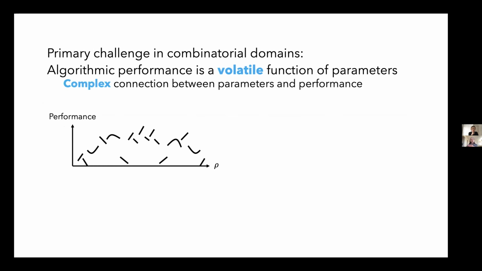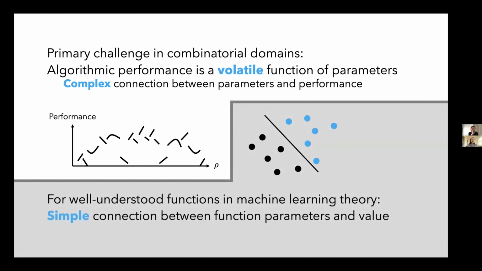And intuitively, this is because in these combinatorial domains, if you just tweak an algorithm's parameters by a little bit, you can cause a cascade of changes in the algorithm's behavior, which causes these jumps in its performance. So overall, there's just a very complex connection between the algorithm's parameters and its performance. And this is really unlike those functions that we really understand well from a theoretical perspective in machine learning, where there's typically a fairly straightforward connection between a function's parameters and its value on any input. We don't really have this predictable structure in algorithm configuration. So we have to understand what structure is there, which will allow us to provide these types of guarantees.